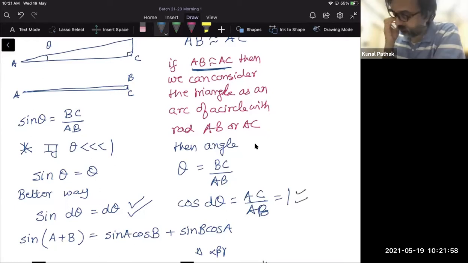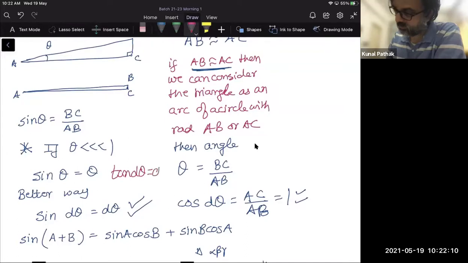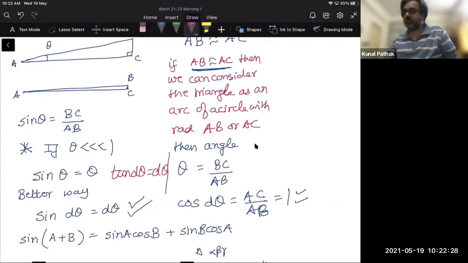And also, if you want to do further proofs of the remaining terms, which I strongly suggest you should, then there is one more relation that I can write down for you here. Tan theta is equal to theta. Yes. Tan d theta will also be equal to d theta. Why is that? You must be absolutely clear. Because tan d theta would be equal to BC upon AC, and BC upon AC is again BC upon AB. So they are all equal, right?